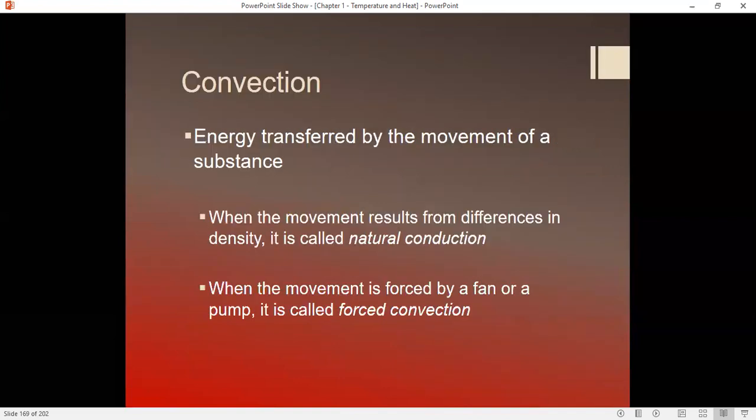Convection, we don't really have an equation for this. Convection, again, is energy transferred through the movement of a substance. Natural convection will happen due to a difference in buoyancy. Warm fluids rise, cooler fluids sink. We can also force convection with a fan. But most of the examples that we're going to look at here are just natural convection.